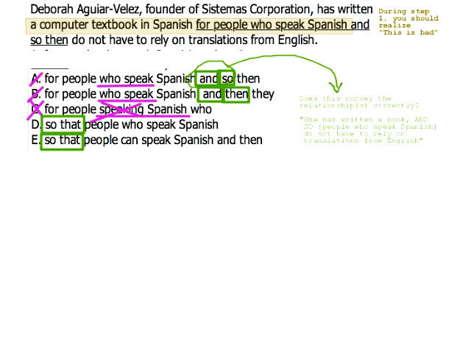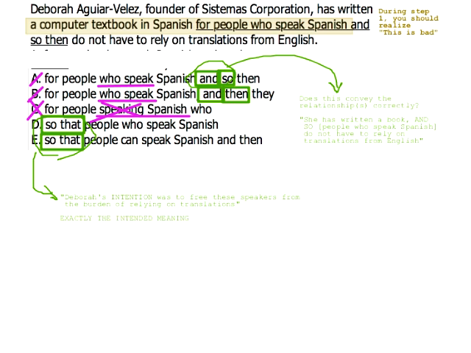On the other hand, if you think about it, that is her intention. So that means she wants this to happen, right? Deborah's intention was to free these speakers from the burden of relying on translation. And that's exactly what the intended meaning is. So that's also a thing.